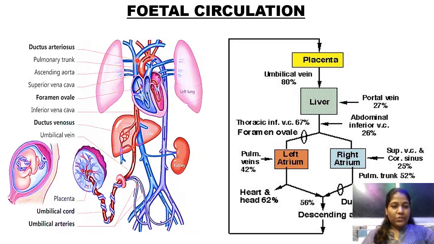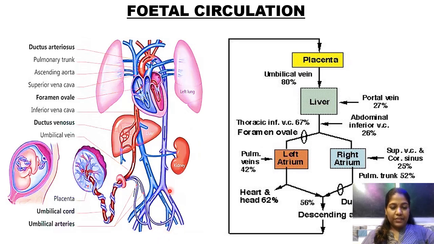So most of the oxygenated blood is redirected into the arteries supplying the upper part of the body, that is like head and neck. So brain gets the maximum amount of oxygenated blood, which will help in growth of the fetus. So this is about the oxygenated blood circulation. So coming to the deoxygenated blood.